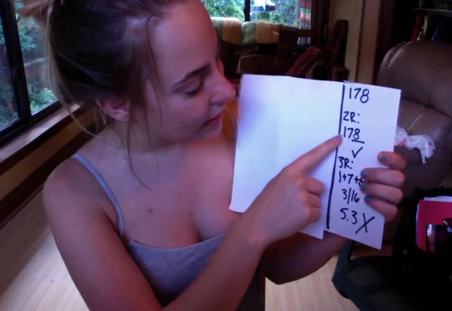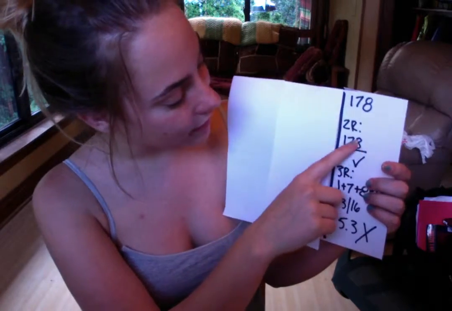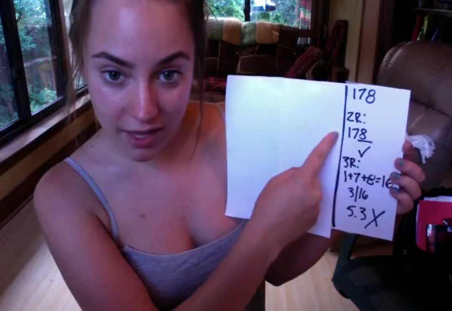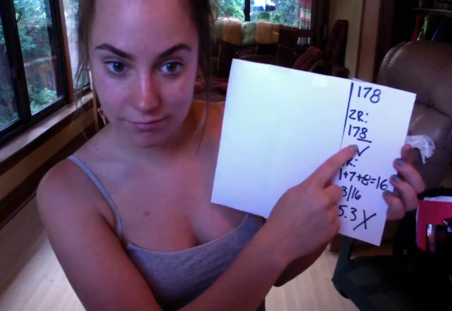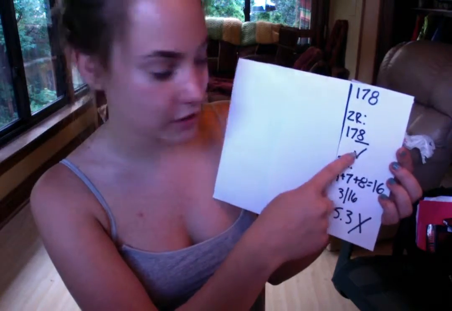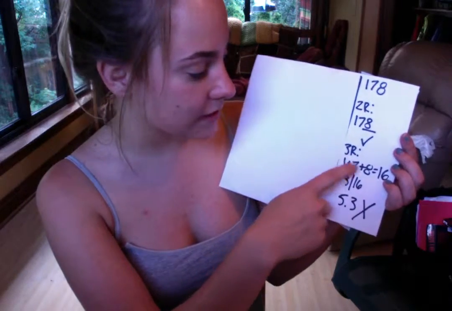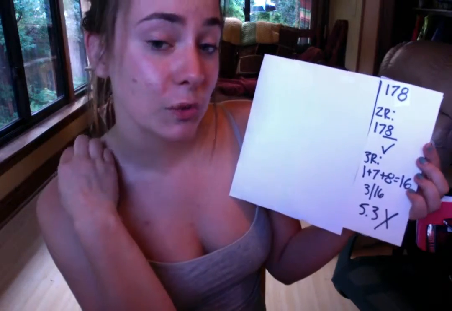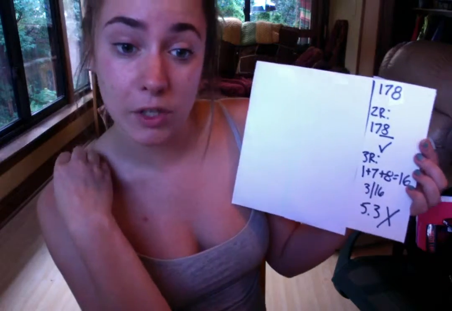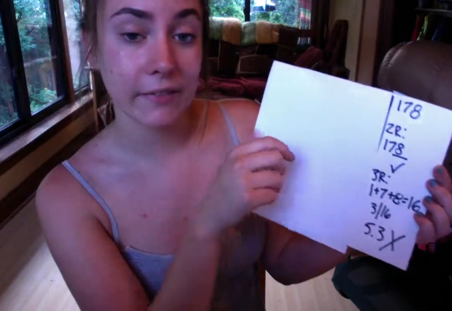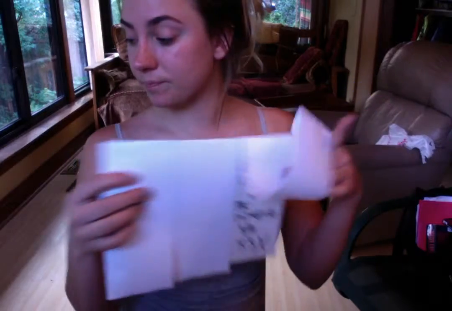178. The 2 rule is if the last number is divisible by 2, we have 8, meaning the number 8 divided by 2 is 4, so this works. And the 3 rule, 1 plus 7 plus 8 is 16. However, 16 divided by 3 gives us a decimal, 5.3, meaning 178 is not divisible by 6.